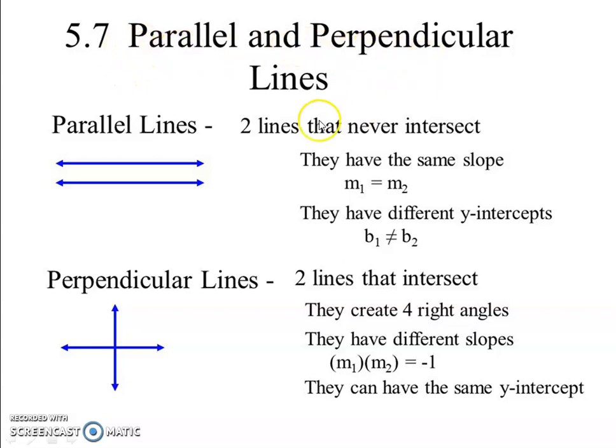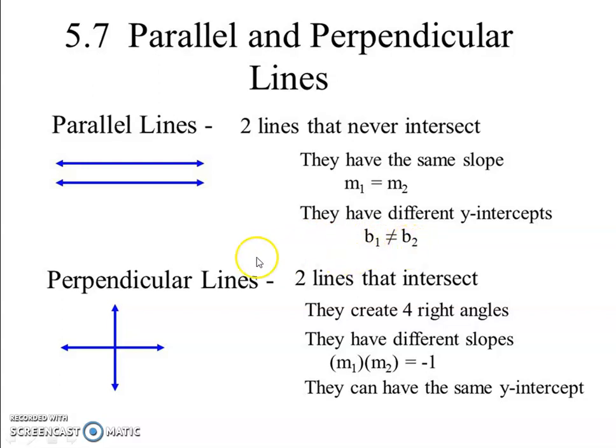Parallel lines: two lines that never intersect. That is important. They have the same slope, m1 equals m2, where m1 is the slope of the first line and m2 is the slope of the second line. They have different y-intercepts, that is b1 is not equal to b2.